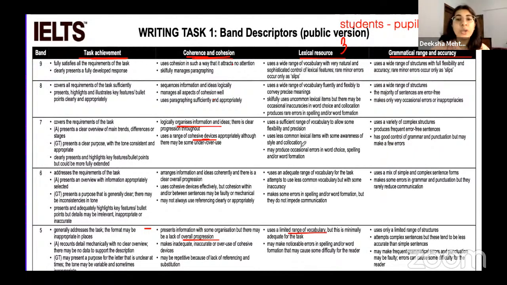uses the correct collocation. So what is collocation now? Can someone tell me what is collocation? Absolutely correct, Kajal. Scholars, correct. So collocations are words that usually go together.